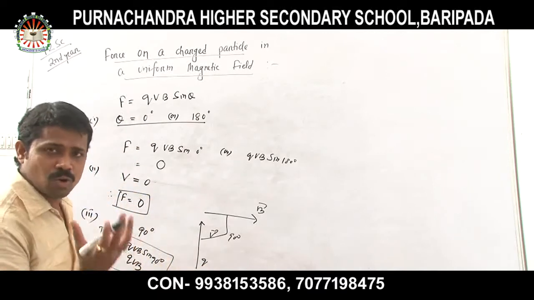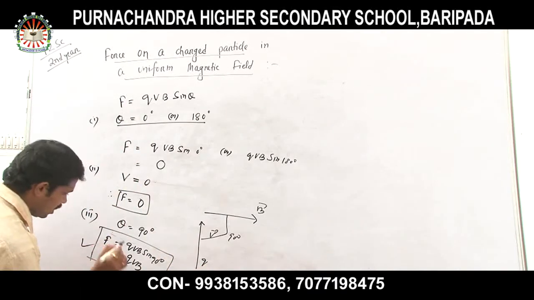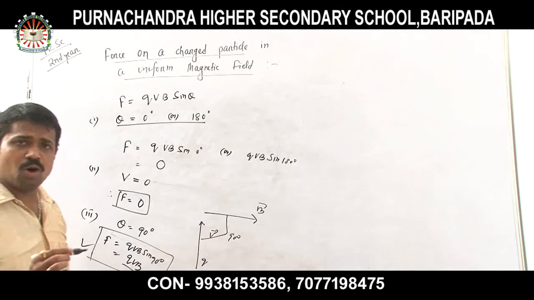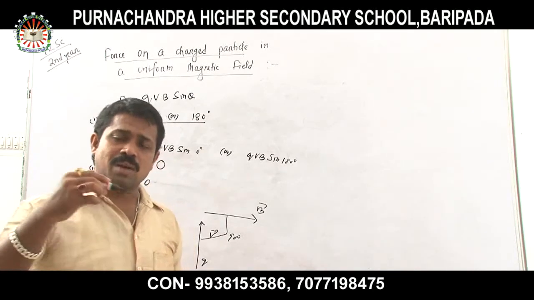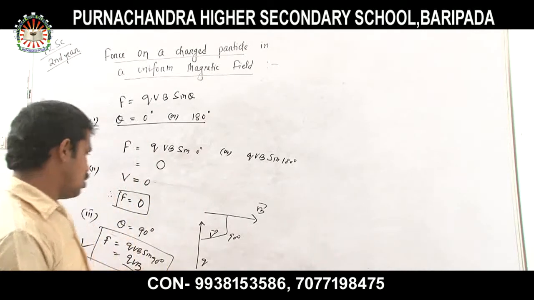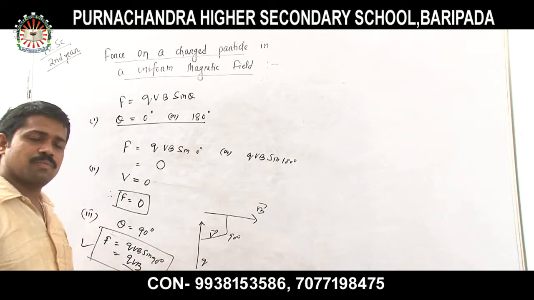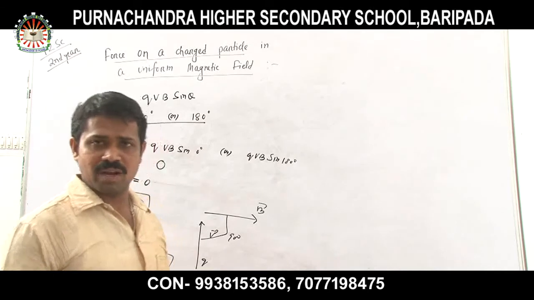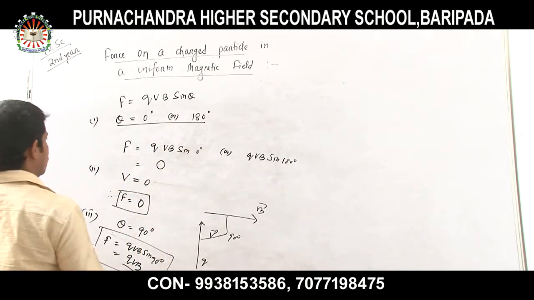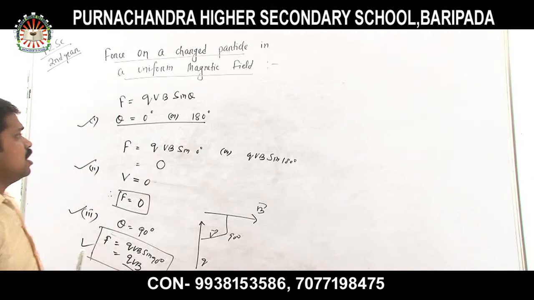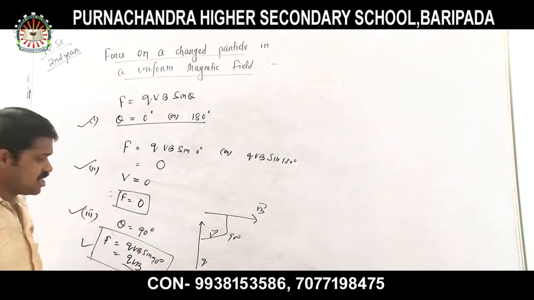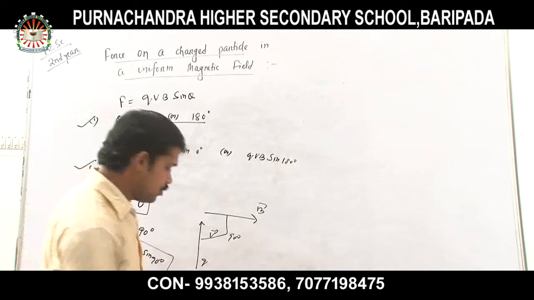And what is the amount? What is the value of that force? The value of that force is nothing but q v b. That is the product of the magnitude of charge, the magnitude of velocity, and the magnitude of magnetic field intensity, or magnetic field. Clear all of you? So these are the important 3 conclusions I can take from this section. Understood all of you? Okay.